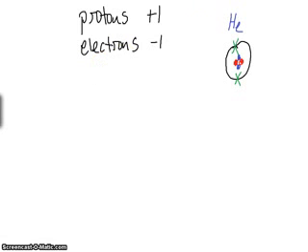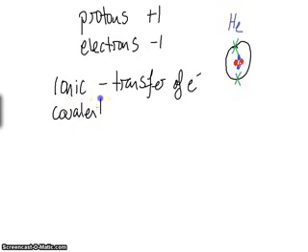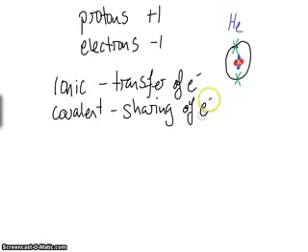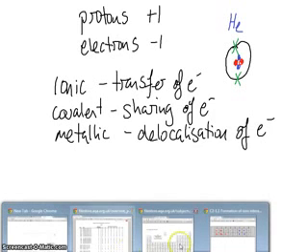So ionic is transfer of electrons. Covalently, that's our sharing of electrons. And metallic is when we have delocalization of electrons, and in all cases this leads to a full outer shell of electrons. So we've got a little program here which will help us understand this a little bit better.